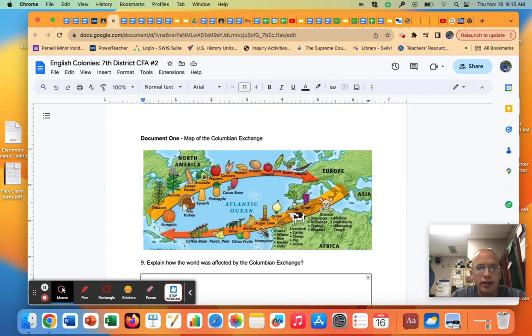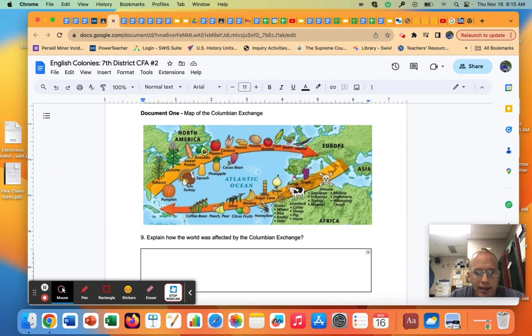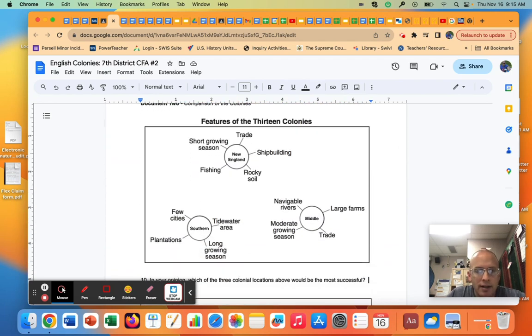Here's number 9. Here's that familiar Columbian exchange map. Number 9 is reading, explain how the world was affected by the Columbian exchange. Or how was the world affected? All right, you got a lot of ways that you can go with that. Make sure you give an example and you explain it in detail. That's number 9. All right, I believe this might be the last one.